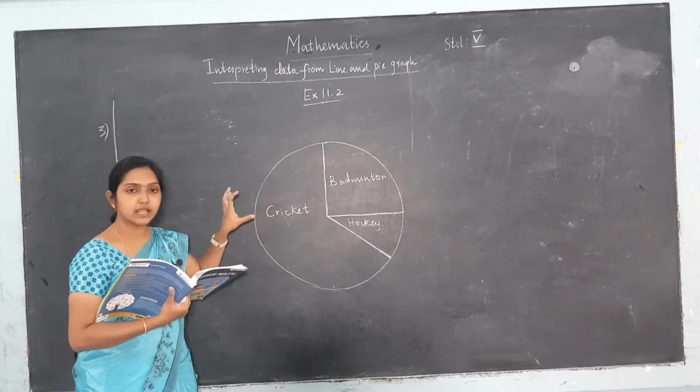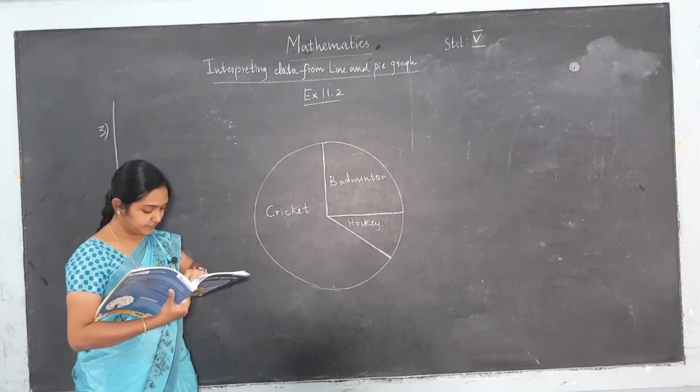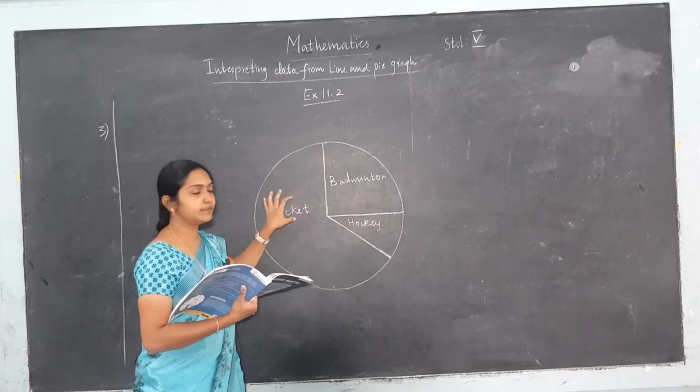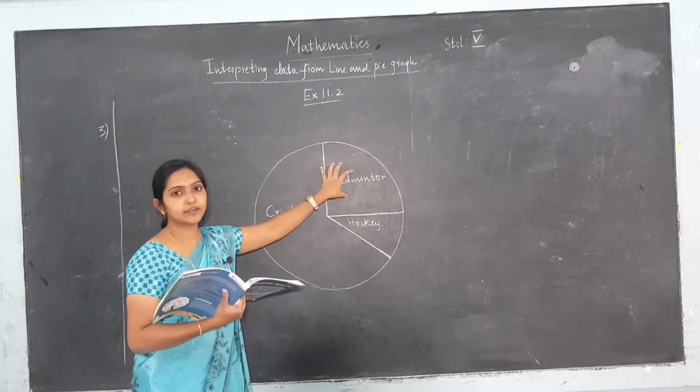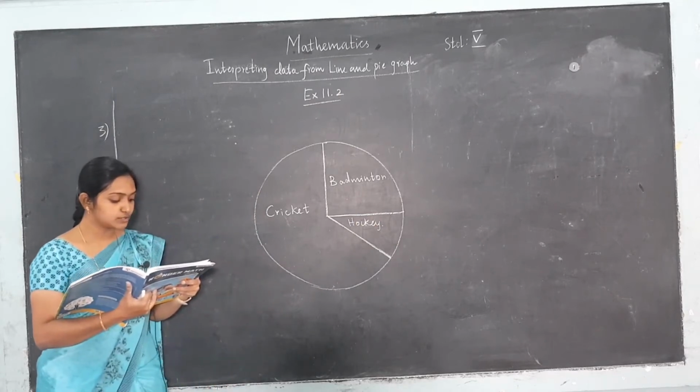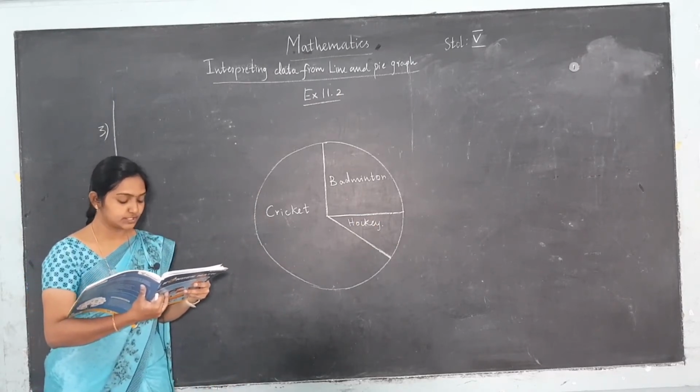The major part should be occupied by the major number. Here 50 is the largest given number. 50 is cricket. So, the larger part of the circle should be occupied by cricket, and the next larger part by badminton, and the next larger part by hockey.